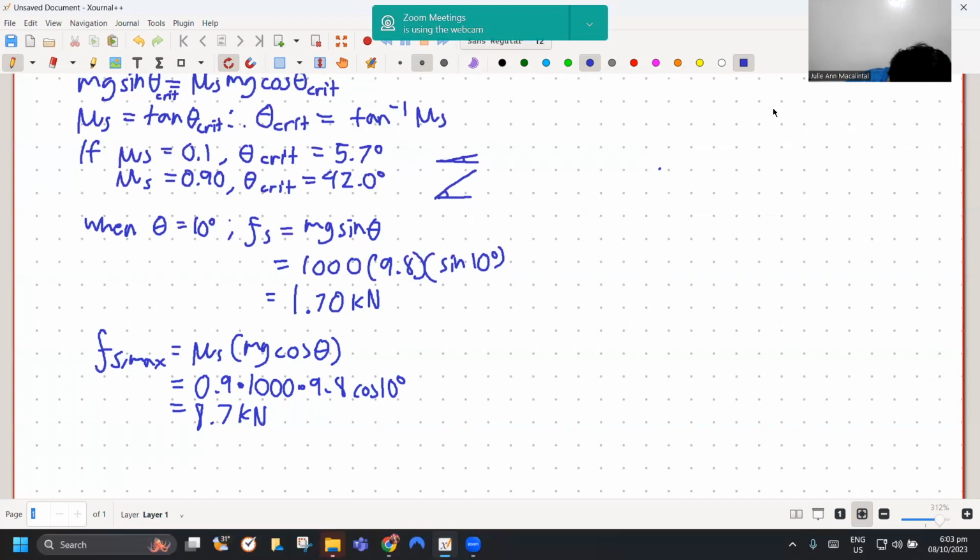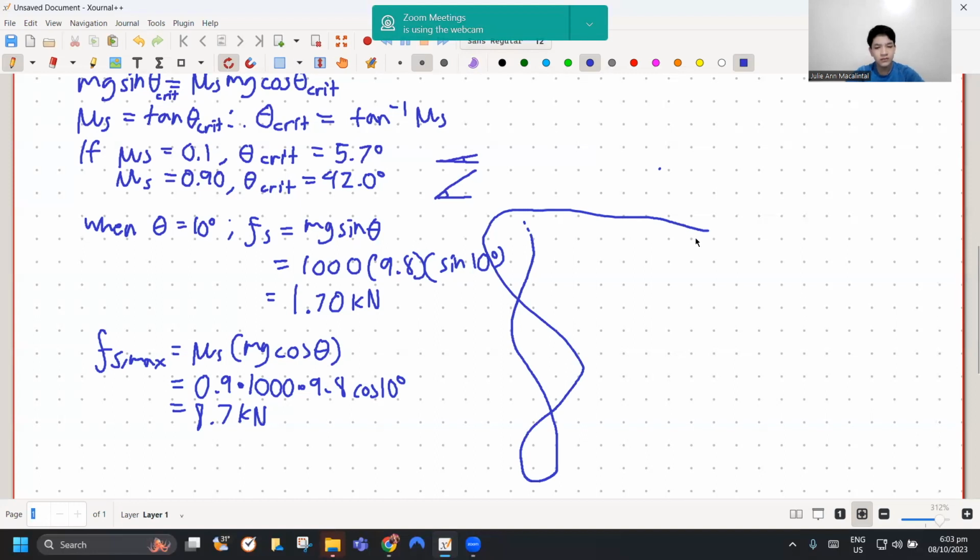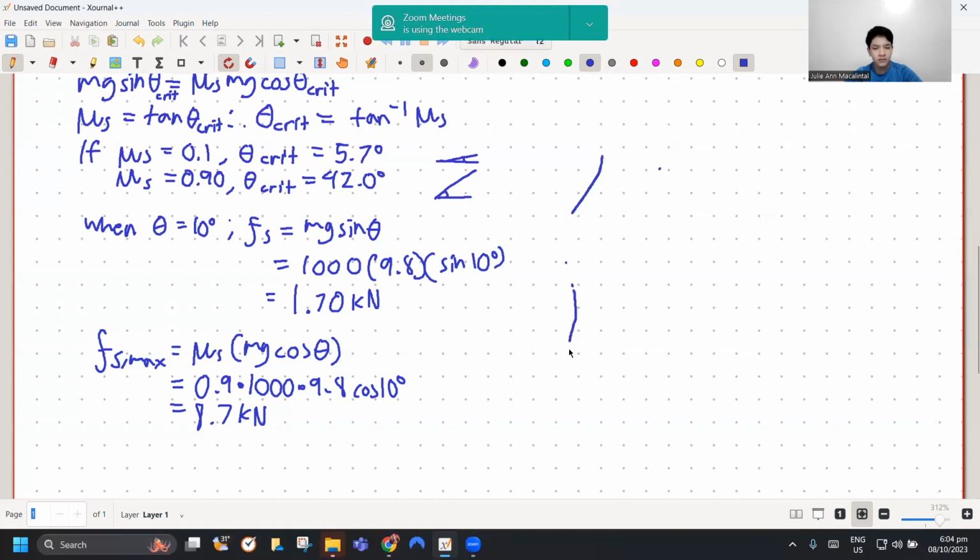What if may nagtutulak? Kailan siya magsaslide? That's something na pwede natin itanong. Okay, so we'll look at that case later. Yung next, ganito. What if theta is greater than the critical value? Assume pa rin na 0.9 yung mu s. Nagtataka ako bakit tangent inverse of 0.1 is 5.7. Tama yan. So, 0.9 nga. So, what if theta is greater than 42 degrees?